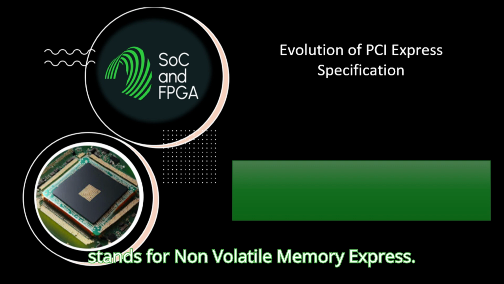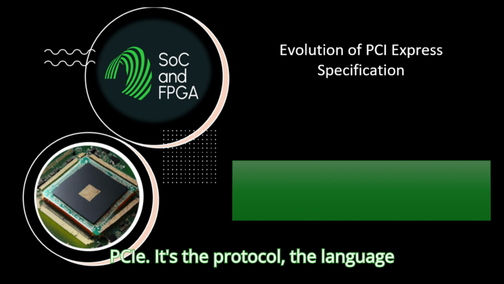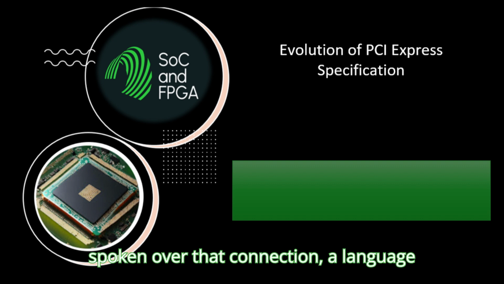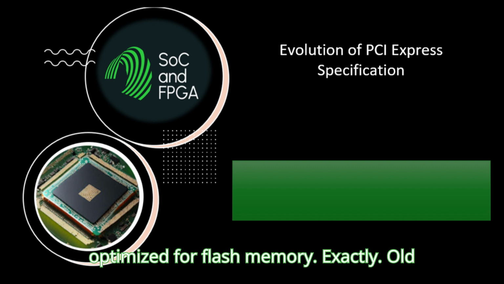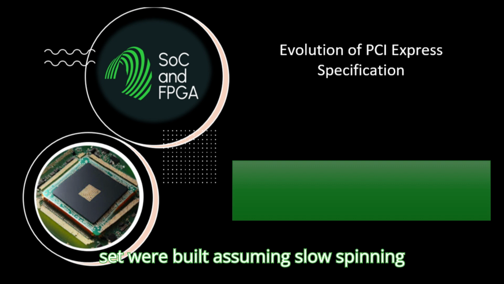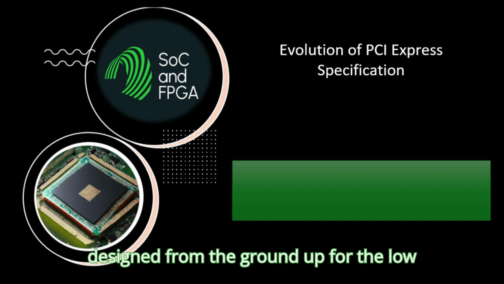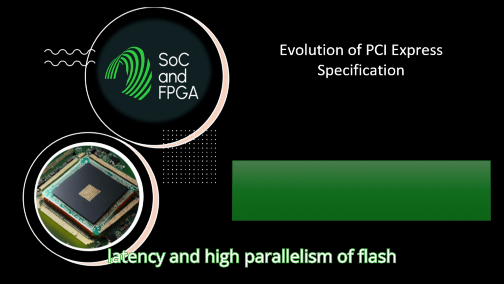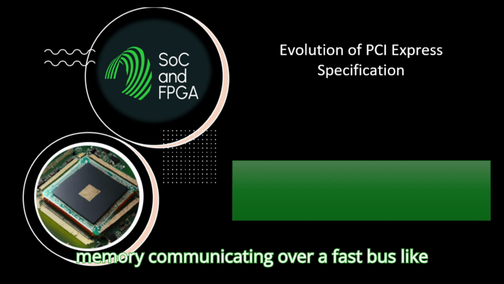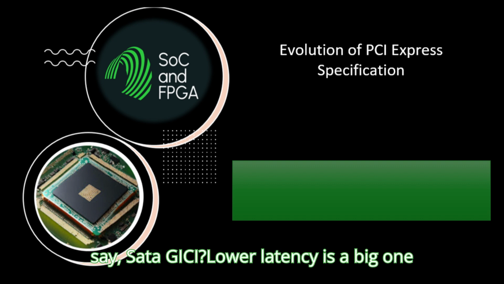So NVMe stands for Non-Volatile Memory Express. It's not the physical connection that's PCIe, it's the protocol, the language spoken over that connection. A language optimized for flash memory. Exactly. Old protocols like SATA with the AHCI command set were built assuming slow, spinning disks with high latency. NVMe was designed from the ground up for the low latency and high parallelism of flash memory communicating over a fast bus like PCIe. What are the main advantages over, say, SATA AHCI?